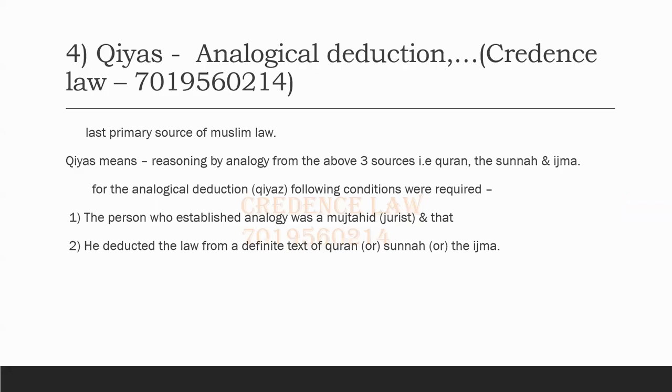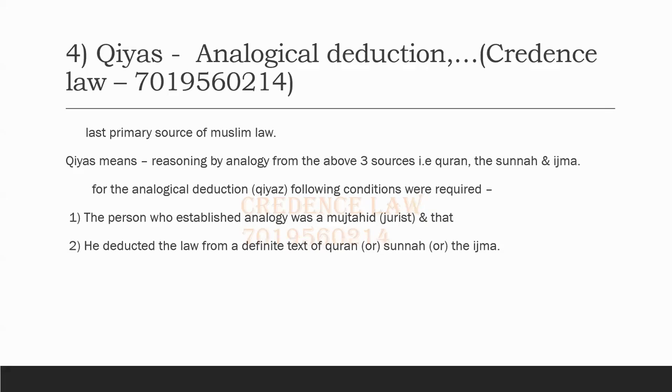And then we have qiyas. Qiyas is analogical deduction. Analogical deduction in the sense we refer to the first three sources and come to a conclusion. We'll compare and come to a conclusion. Analogy is a kind of comparing and giving an example. That's the meaning of the term analogy. We usually use the term analogy, as in, it's just an analogy.